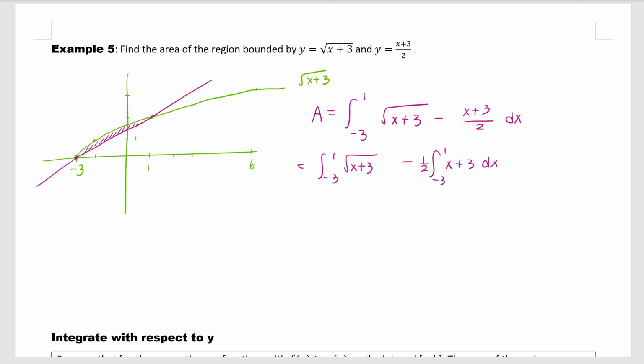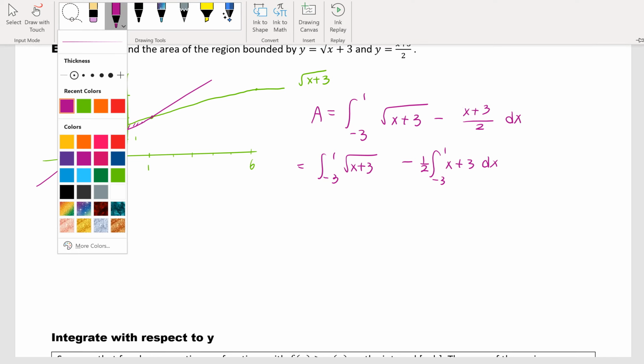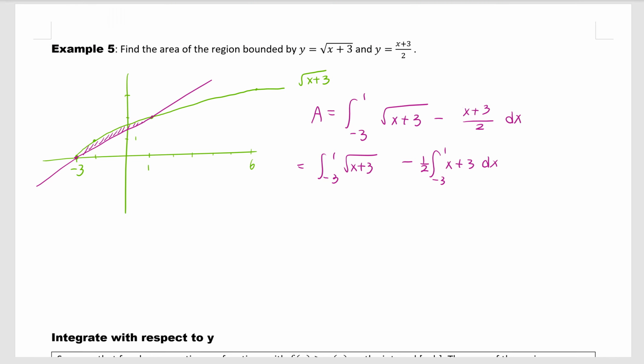The second integral, we know how to integrate. Just the first one, we need some method. Do you remember that method? U substitution, right? It's a composite function. So we let u be x plus 3 and then du is dx. So the first integral is the integral over u of minus 3 to u of 1 of square root of u du. Let's just call the first integral I.